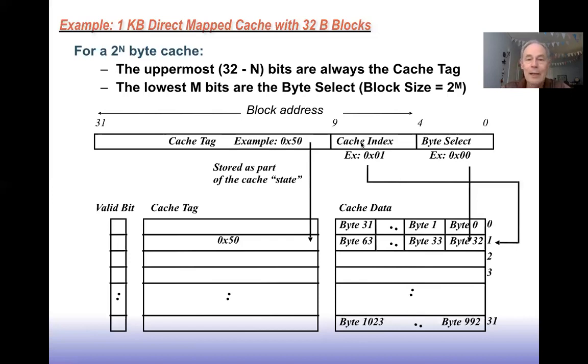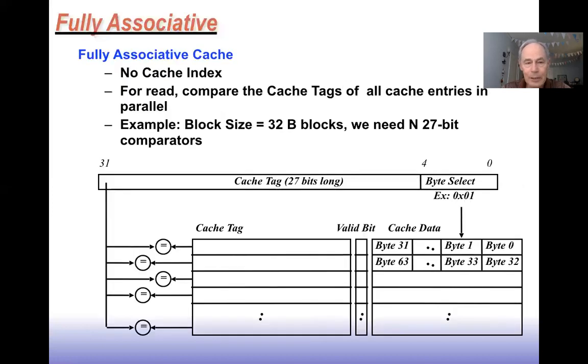Okay, so that's a direct map cache, and it's a simple organization. A more complicated type of cache is a fully associative cache. This cache has the property that it has no cache index. With a fully associative cache, we can allow any block from memory to reside at any location in the cache. This provides more flexibility, and therefore there won't be a conflict between blocks.